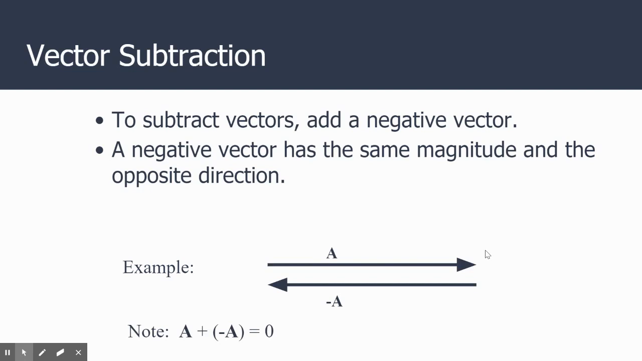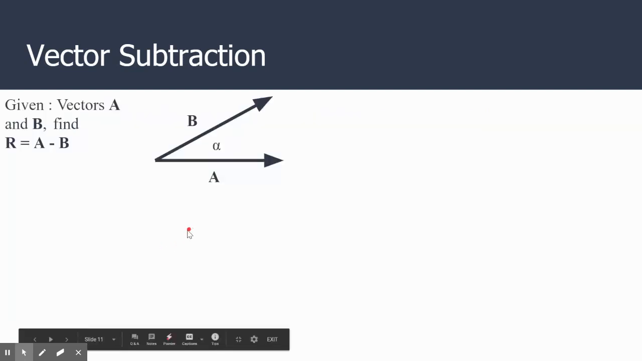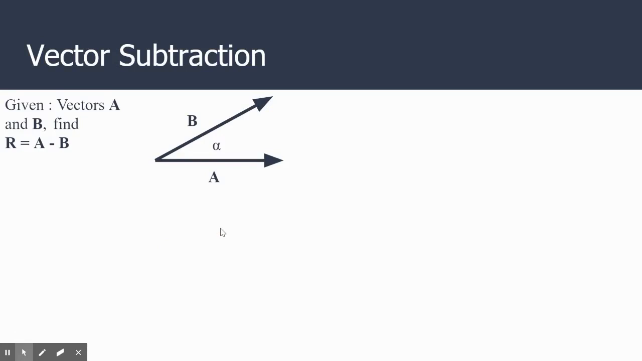And we want to note that A plus negative A, which is the same as A minus A, is equal to 0. They cancel out. They cancel one another out. All right. So let's see what vector subtraction looks like graphically.